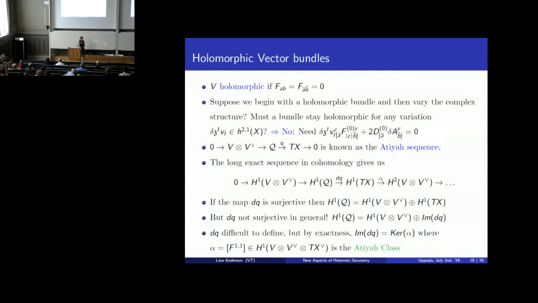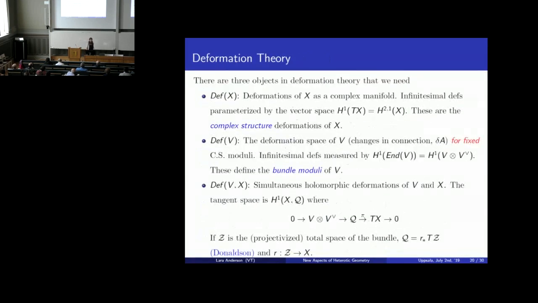So this can be packaged in a more straightforward way by just reminding you of three separate objects in deformation theory that were kind of mixed together in the early days of heterotic compactifications in the physics literature. So the first is, we are all familiar, hopefully, with deformations of complex manifolds. If you have a compact complex manifold, infinitesimal deformations are measured by the dimension of H1(TX), the holomorphic tangent bundle. In the case of Calabi-Yau threefolds, that's measured by H^{2,1}. Those are what we would normally call the complex structure deformations of that manifold.